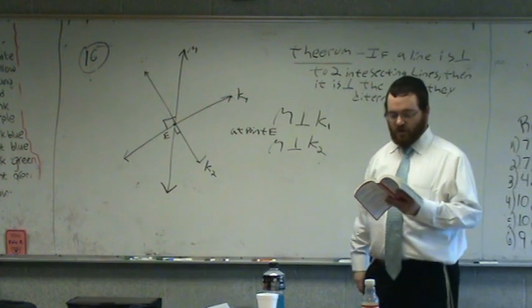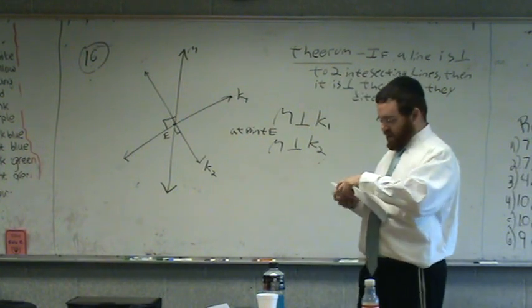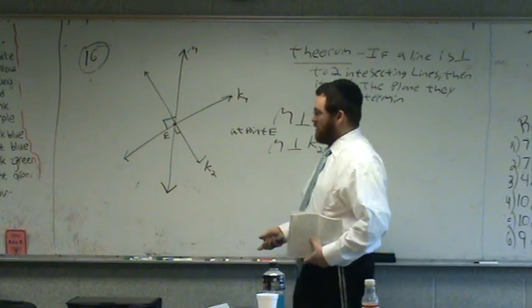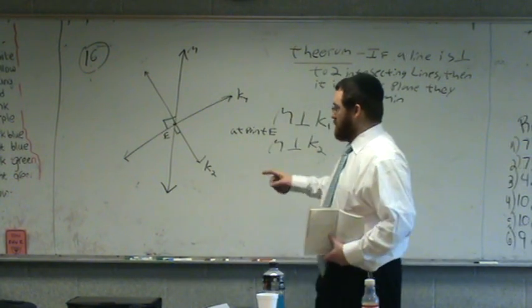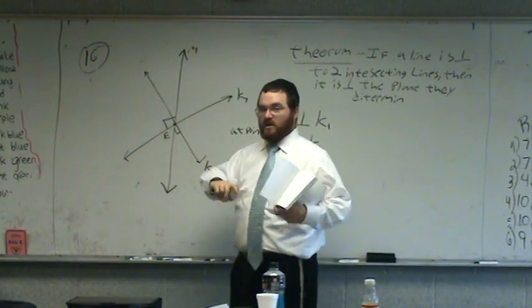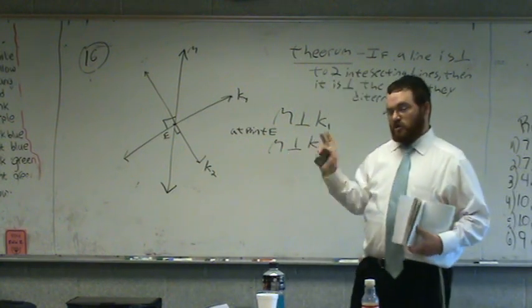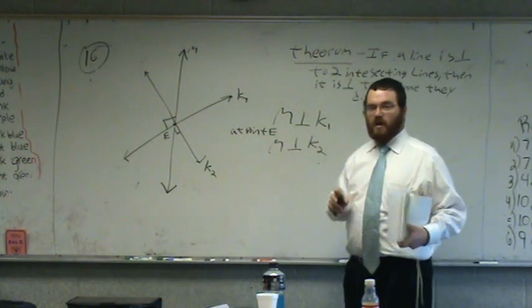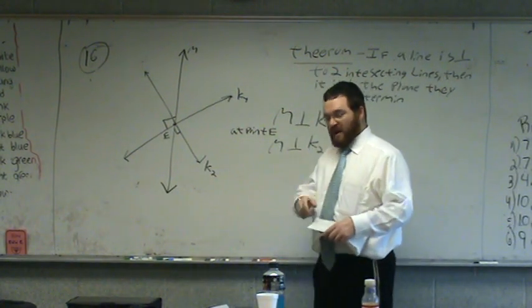So which statement is always true? Let's try answer 1. Lines K1 and K2 are perpendicular. They're not necessarily perpendicular. They might be perpendicular, but we don't know if they are or not, because they could intersect at 30 and 150 degrees. They can intersect in any way. They can also be perpendicular, but that's not always true.